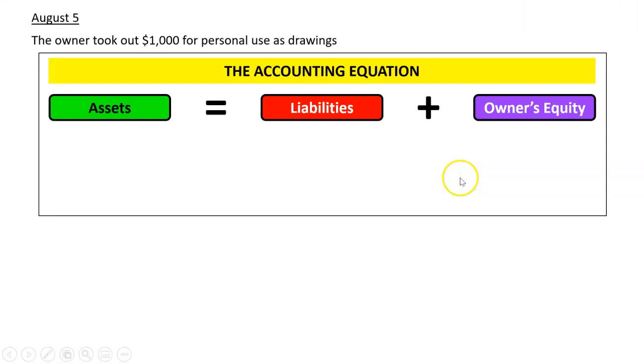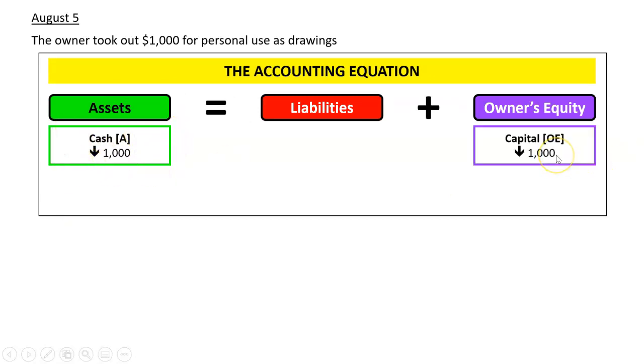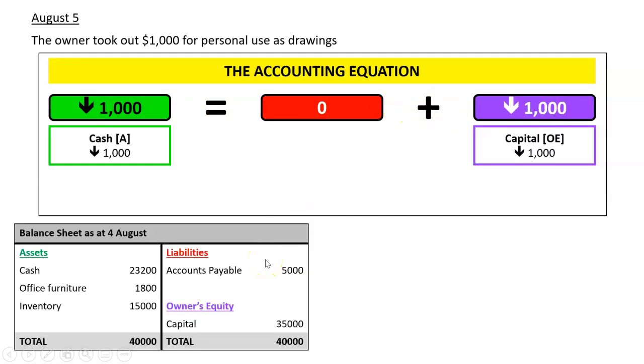August the 5th, the owner took out $1,000 for personal use as drawings. Well, from the business's perspective, it's lost money. So in this case, the asset called cash goes down. And we know the drawings decrease the owner's capital or owner's equity. So it's going to go over here. Does this balance? Assets gone down 1,000 equals liabilities of 0 plus owner's equity going down 1,000. That balances.